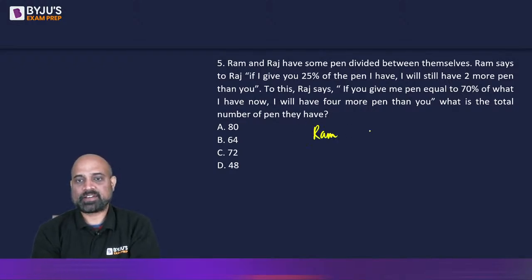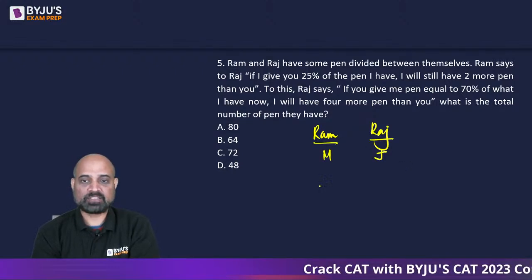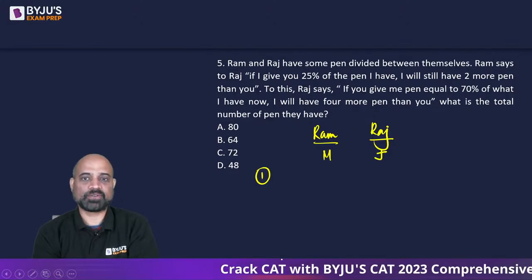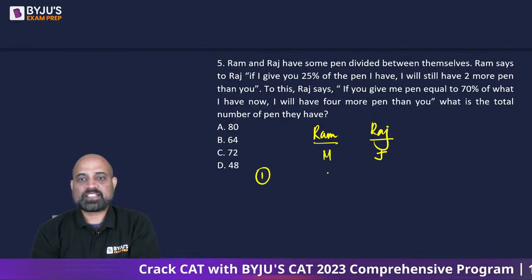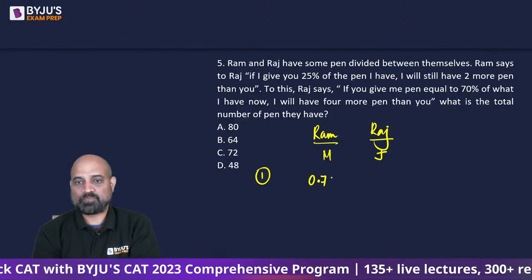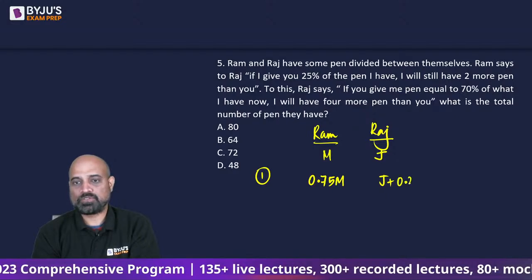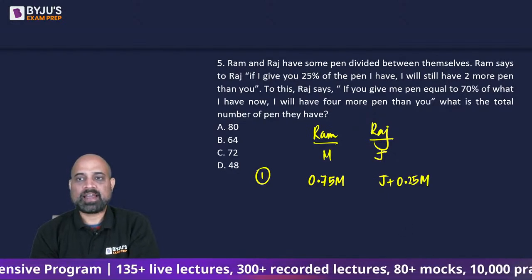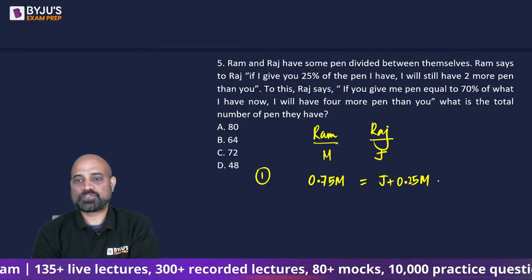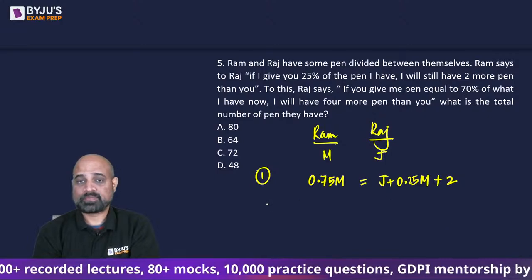So if we take Ram and Raj and we say that Ram has M number of pens and Raj has, let's say, J number of pens, then in the first scenario, Ram says if I give you 25% of the pens that he has, so he will be left with 0.75 M and Raj will have J plus 0.25 M. And he says that I will still have 2 more pens than you have. This is the first equation.